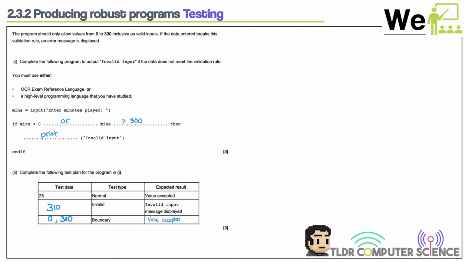Potentially, you could also say the boundary is right on the edge on the other side, i.e. -1 and 301, except of course this time the expected result would have to be invalid input.